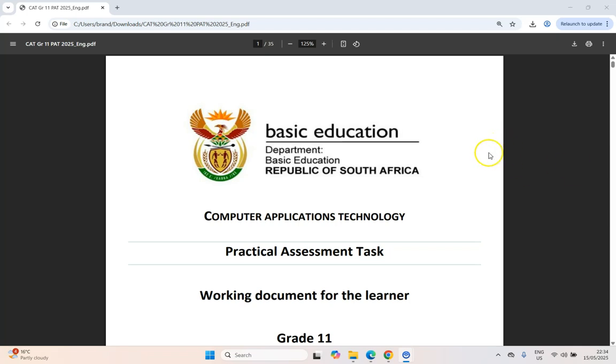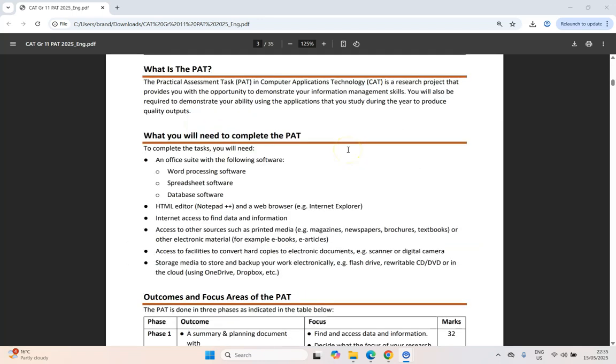This document is available and I'll put a link to it in the video description. So let's just have a look at what the details are regarding the Grade 11 2025 CAT PAT. Every document has a page explaining what the PAT is. There are 3 reasons to do your PAT besides the fact that it's required. Actually, there's a 4th reason for you grade 11s. So let's talk about those 3 reasons quickly.